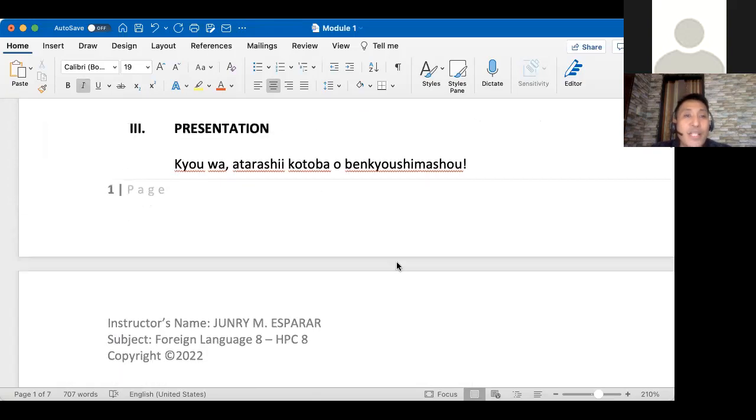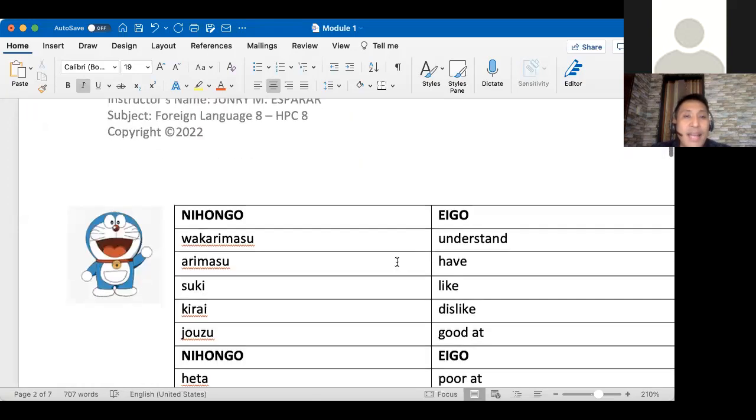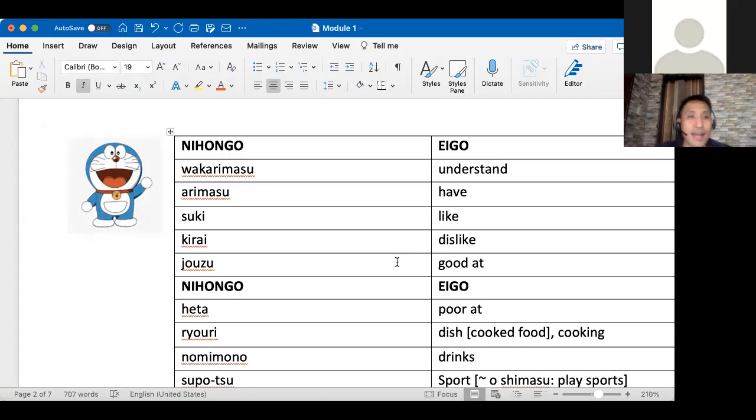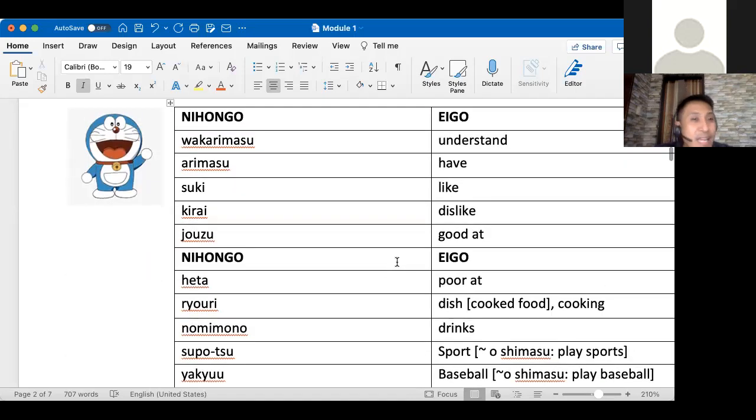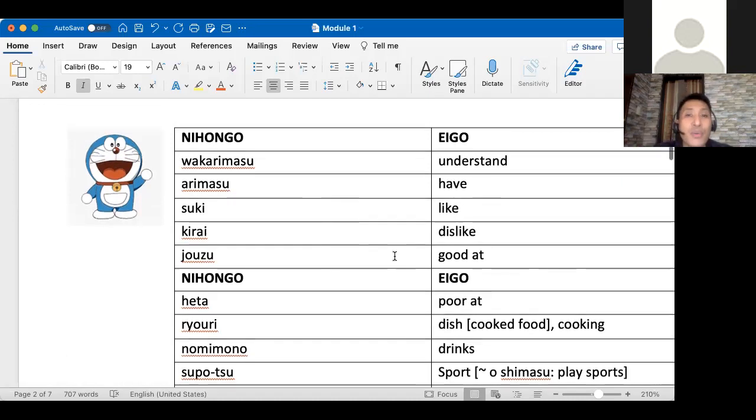So under presentation, ito yung laman ng lahat ng ating giving of inputs na makikita natin sa presentation na part. So gusto ko basahin ninyo ito isa-isa. Although ngayong araw, wag na natin gawin ito ngayon. Pero I want you to review this so that you will be able to gain as much vocabulary as possible.